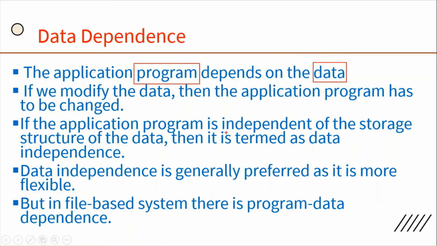If the application program is independent of the storage structure, then it is called data independence. See, we are talking about two things here: one is data dependency and the second is data independence. If the program depends on data, it is called data dependency. If the program is independent of data, it is called data independence. Data independence is generally more flexible, but in a file based system there is program data dependency. So these two are dependent on each other.